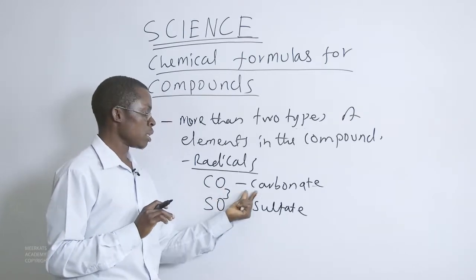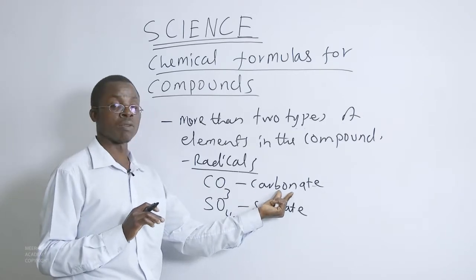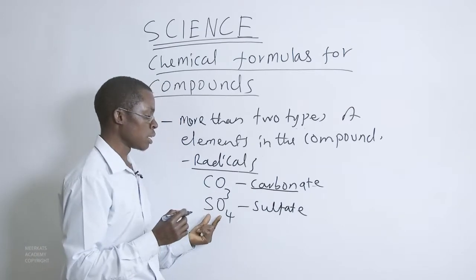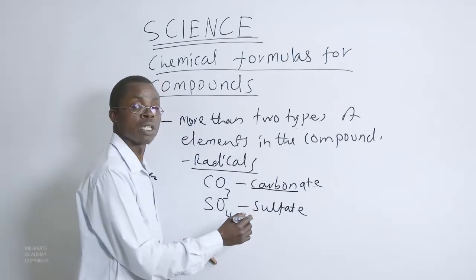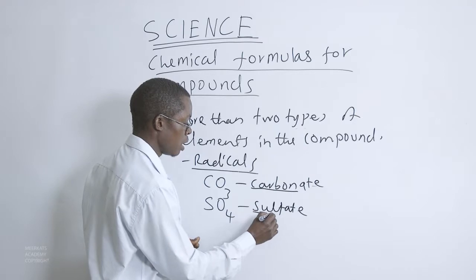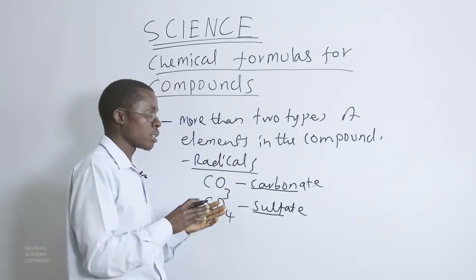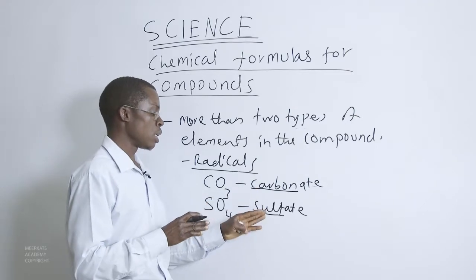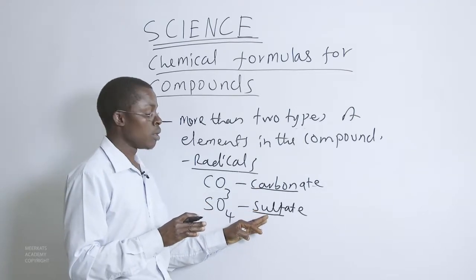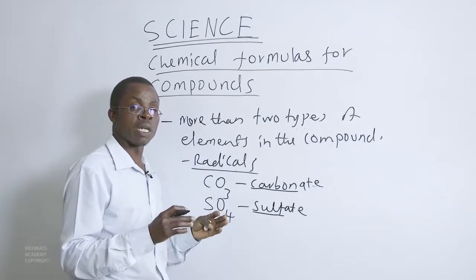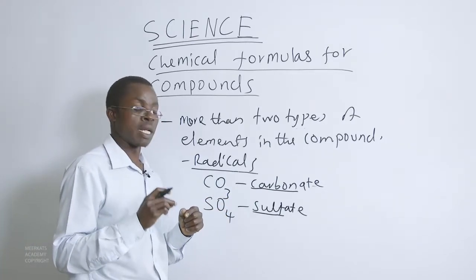In the first case, the first element is in full. Carbon is in full. But in the second case, sulfur is not in full. We have just taken a portion of it. So it is a mix-up. In some cases, we have it in full, and in some cases, we have partial. This one is adopted to make sure that you get a well-coherent name.